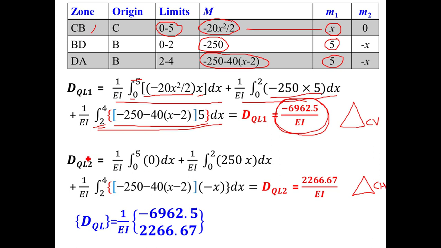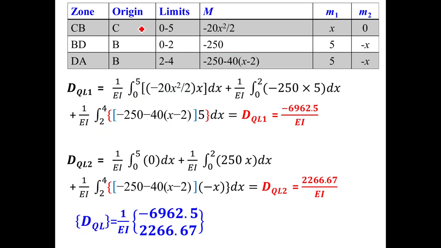Now we have to calculate dql2. dql2 will be equal to the integral of capital M into M2. Capital M into M2 column now we have to apply. So if you look at the first zone, capital M is equal to minus 20x square by 2, but M2 is equal to 0. So capital M into M2 for the first zone will be 0.